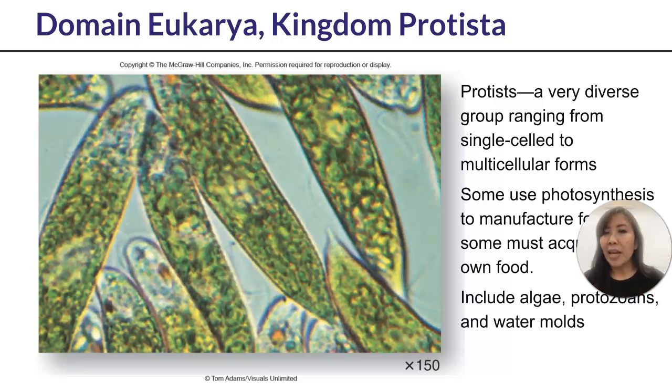And they are able to use photosynthesis. That means they actually have chloroplasts. So they have a nucleus, but they also have chloroplasts. And so they can manufacture food from the sun because they can do photosynthesis, and they can also acquire food. This includes algae and protozoa and water mold. And they tend to live in wet environments.